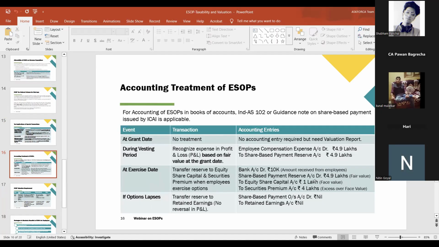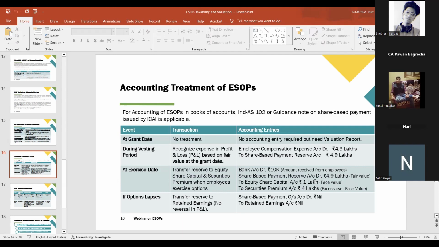This is the accounting treatment of ESOP. There are companies on which Ind AS is applicable, and for the companies on which Ind AS is not applicable, there is the guidance note issued by the ICAI on share-based payment. So according to that, there is the accounting treatment. On grant date, there is no accounting transaction, but we have to get the valuation report on the grant date. For accounting purpose, we have to get the valuation report on grant date, and for taxability purpose, as per income tax, the valuation report should be on the exercise date.